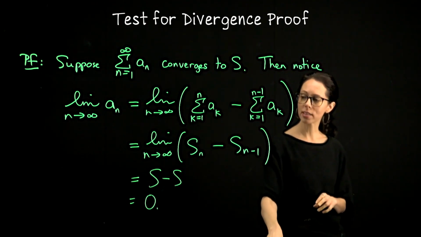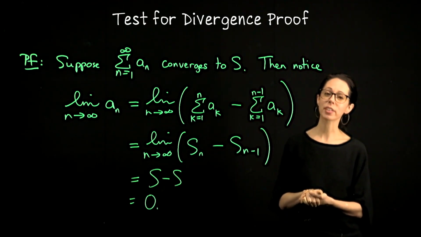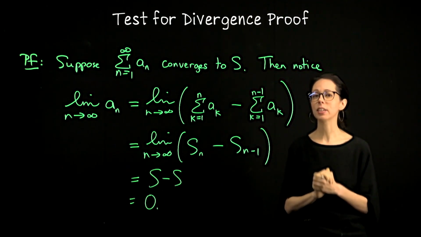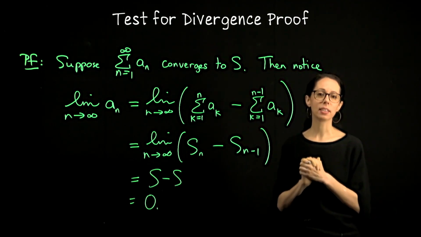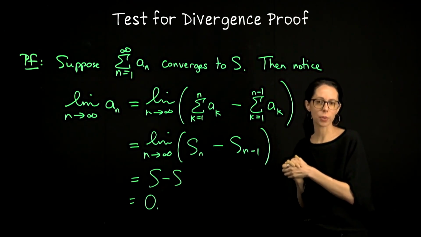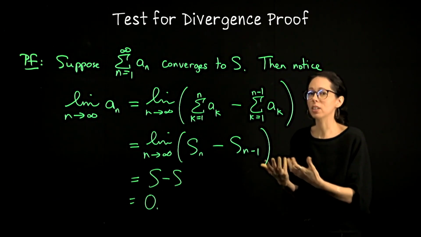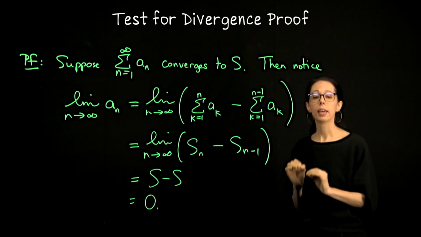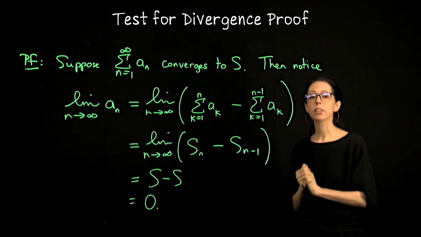Again, notice this proof doesn't tell us that we can read the statement backwards. So the test for divergence is really truly a test that you can only apply if you want to check that a series diverges. And if the limit is 0, at that moment you cannot make any statement whatsoever. The only thing you could say is, hey, this might converge, it might diverge. So with the test for divergence, be careful that you apply it correctly. It can only be used to verify that a series diverges.